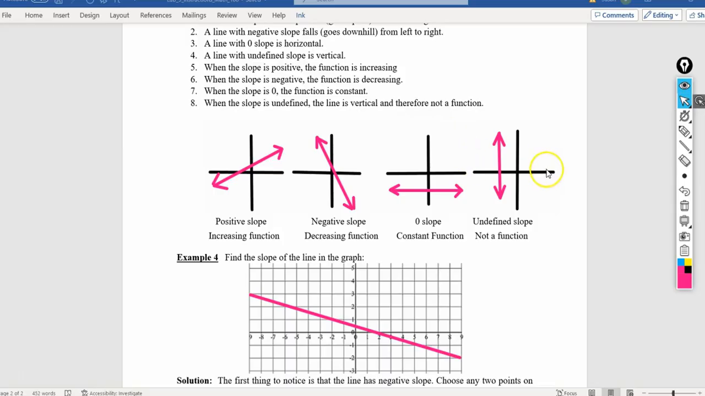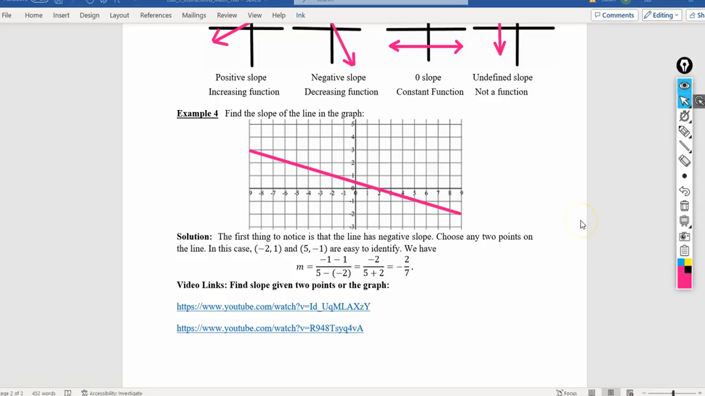So also, increasing functions have positive slope if they're linear functions, if they're lines. Decreasing functions have negative slope. If the slope is 0, that's called a constant function. Of course, this is not a function.